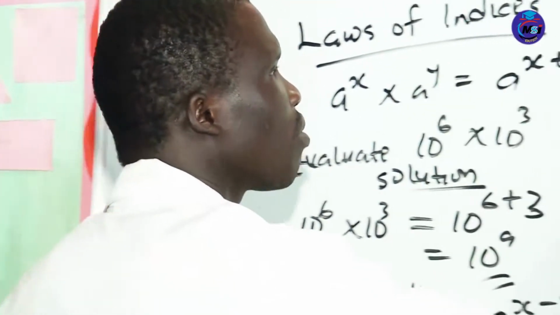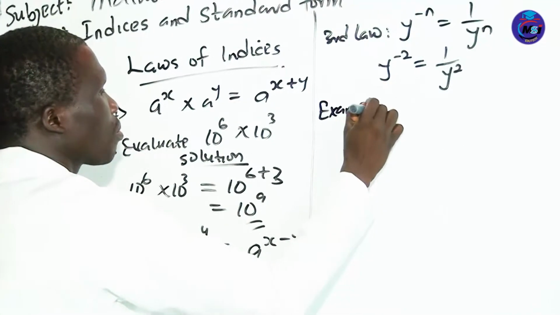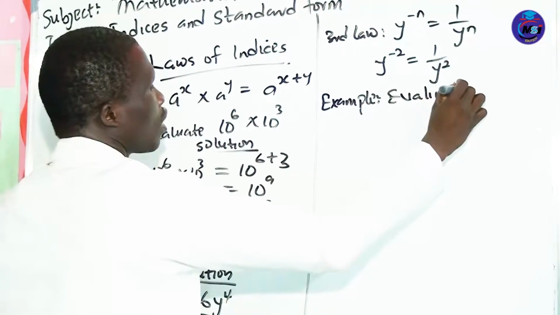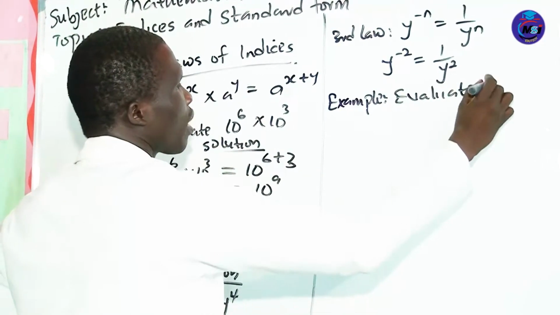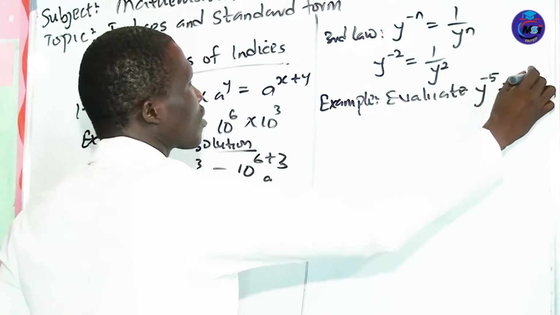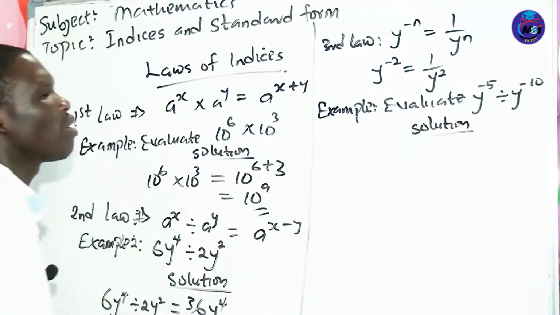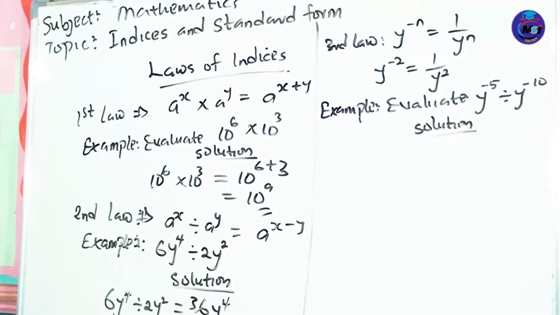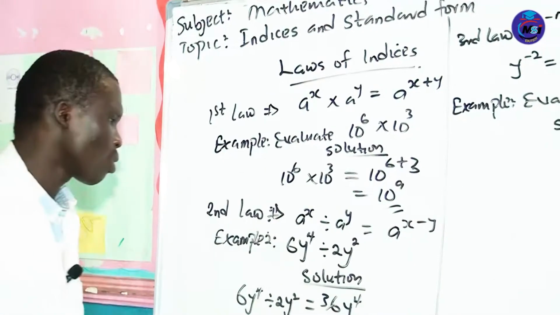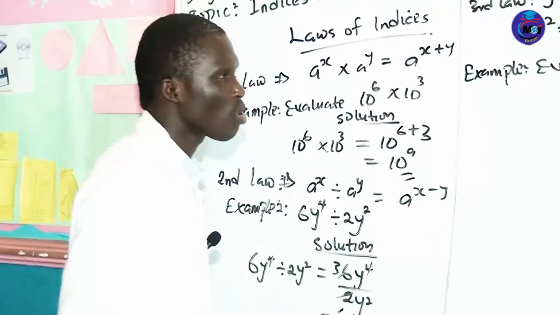This one will give us an example. Evaluate y raised to power minus 5 divided by y raised to power minus 10. I believe you have seen something like this before. Now let's apply this law. We are going to combine this law and also this law. Let's see how we can integrate these laws together.